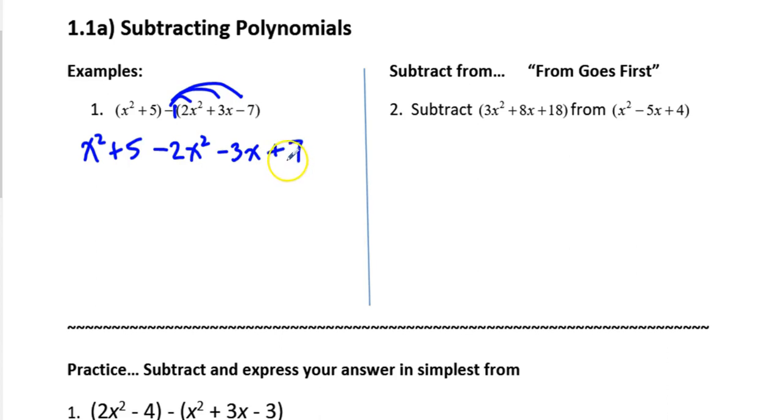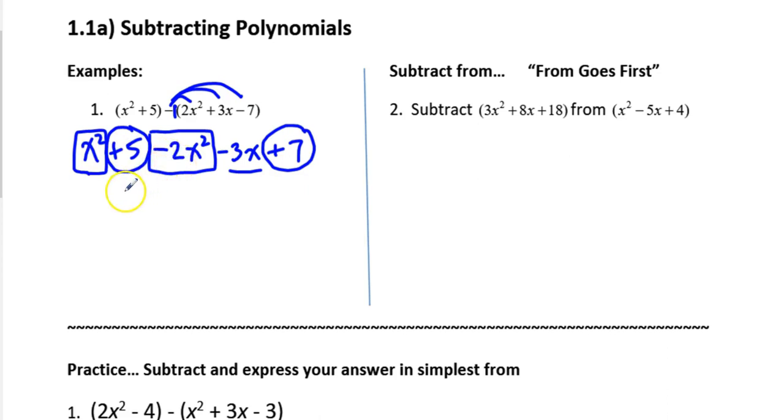Now we just combine our like terms, what we were doing before. Okay, so I see I want to put a square box around the squares. Okay, and maybe I'll just do a little underline under the x, and maybe I'll do a circle for the constants, something like that. Just got a little strategy. Okay, so x squared and minus 2x squared. Okay, that's going to be negative x squared, or -1x squared, followed by the -3x. We write them in order, followed by the 5 plus 7, which is 12.